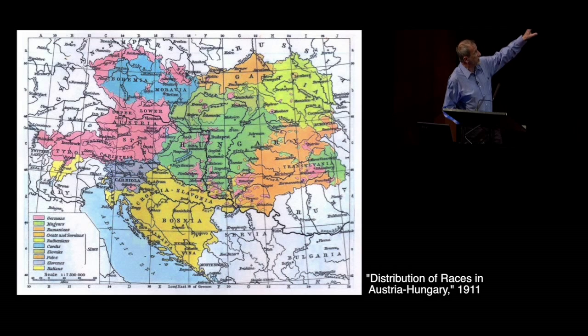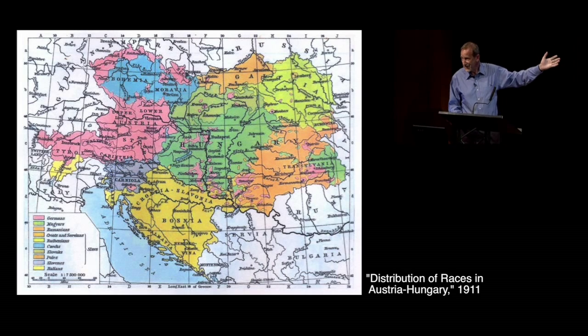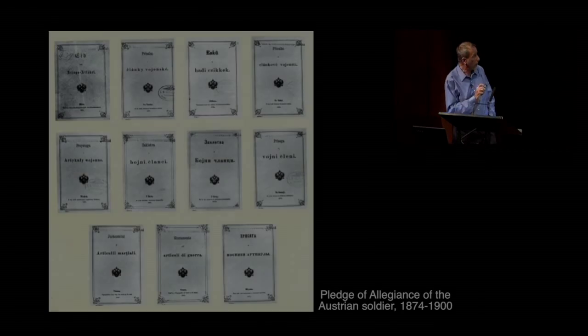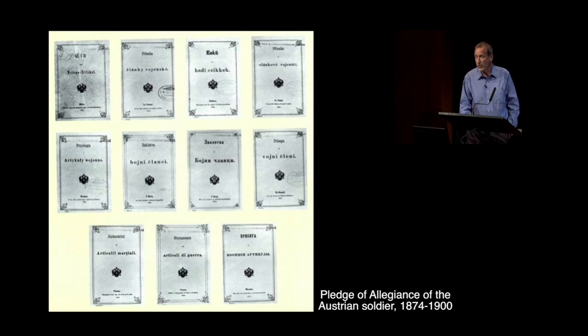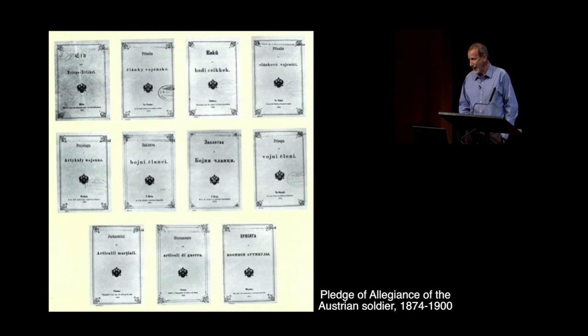This is just to show you the distribution of, as they called it then, races. We wouldn't call these races anymore today. We call it ethnicities. For example, the laws of Austria were published in 11 different languages. Or, for example, this is the Pledge of Allegiance of the Austrian soldier to the Austrian emperor, again, in 11 languages. And you can imagine it's hard to control an army if you don't speak a common language.